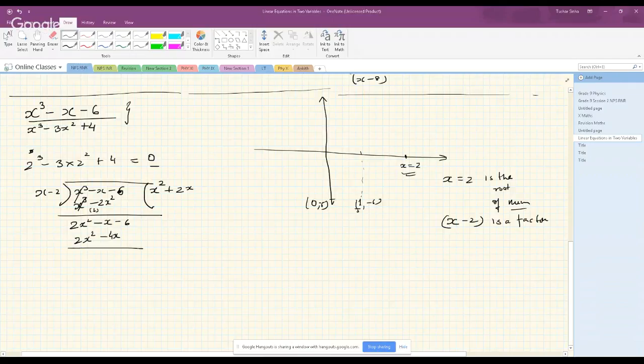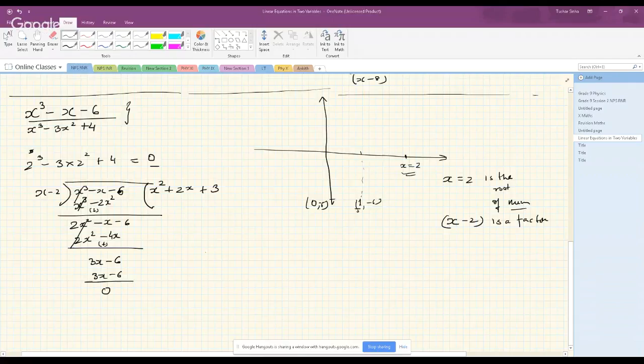And simply that. Now this goes and this becomes plus. So plus 4x minus x is 3x minus 6. That means you can multiply this by 3 and this will get you 3x minus 6 and hence 0. So that means clearly x square plus 2x plus 3 is a factor.